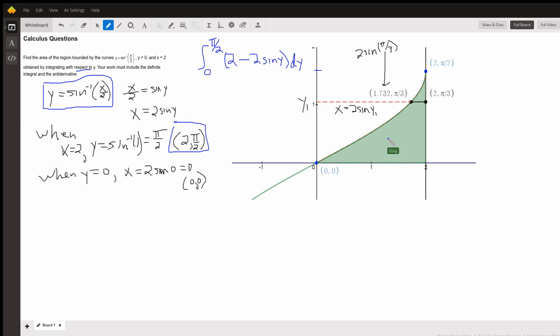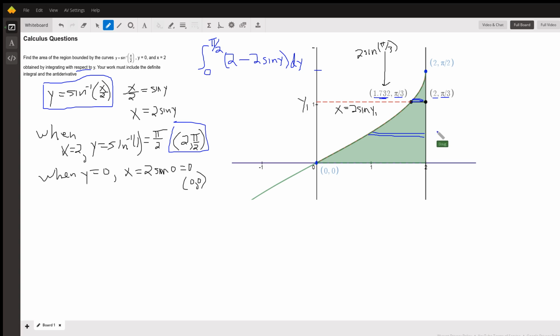And what we want to do is find an expression for the height of a typical rectangle. That's this distance right here. And this red dashed line and this solid black segment give an indication of how you do that. We want to find the length of this segment. That's going to be this x coordinate, take away this x coordinate. This x coordinate for this particular y sub 1 is 2 times the sine of y sub 1.